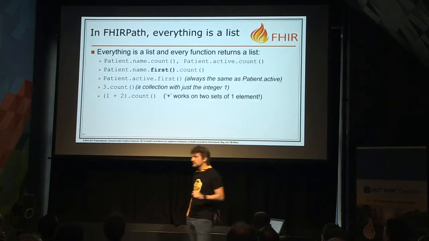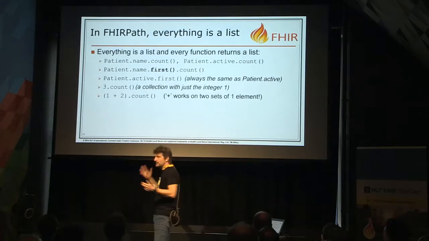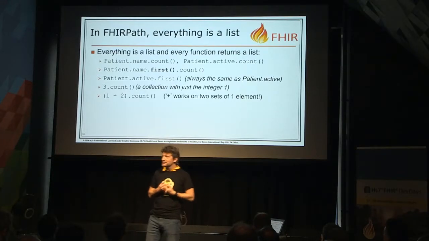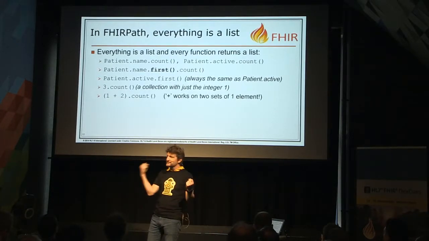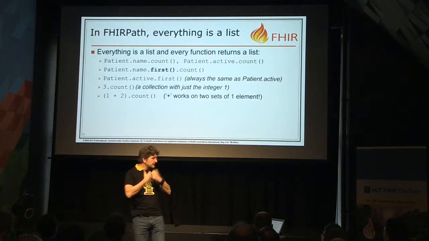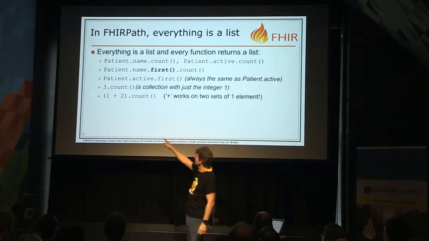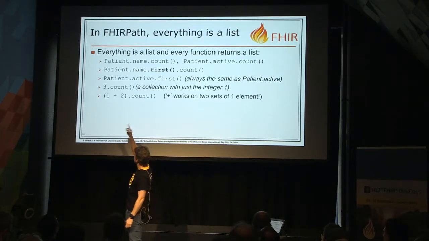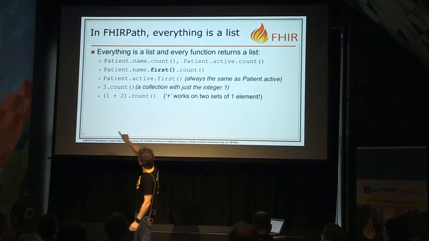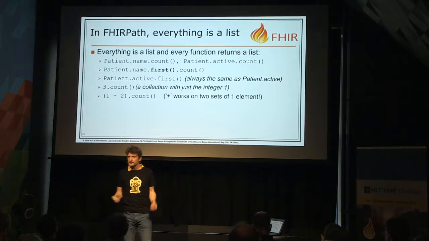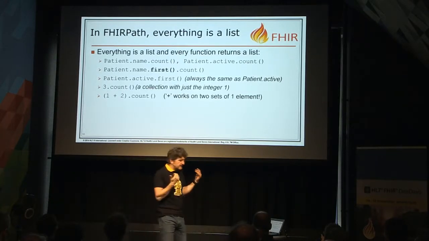1 plus 2.count. We have a plus operator, but those work on lists as well. So get me a list of one integer and a list of another integer and add them, and you get a new list with another integer. And having more than 1 here, the plus operator, if you look it up in the FHIRPath spec, will tell you that if any of the operands on both sides is a list with more than 1 element, it's an error.